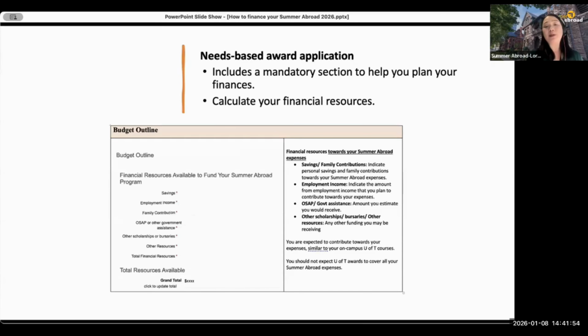The next section would be a mandatory section, and this helps you really calculate your own financial resources. So a budget space, if you have savings, employment income, put that information together. And I want to highlight that students are expected to contribute in some way towards your Summer Abroad program. Students should not be expecting Summer Abroad awards to cover 100% of all your Summer Abroad expenses.